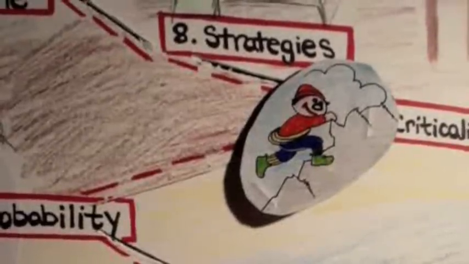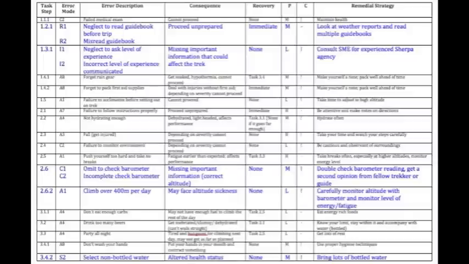Step 8. Identify remedial strategies. The last step is remedial strategy. The analyst looks back and makes suggestions of additions or changes to the process such that the errors could be avoided. For the error, neglect to read guidebook before trip or misread guidebook, the remedial strategy could be look at weather reports and read multiple guidebooks.